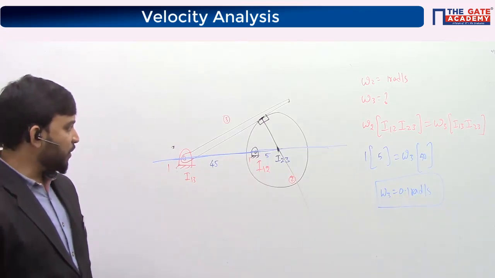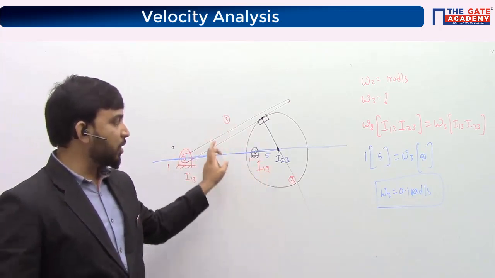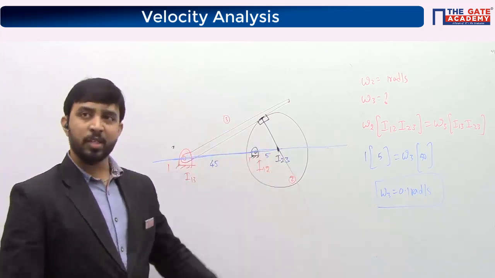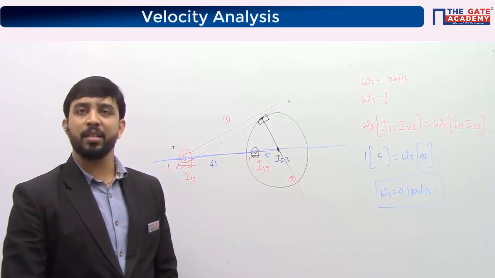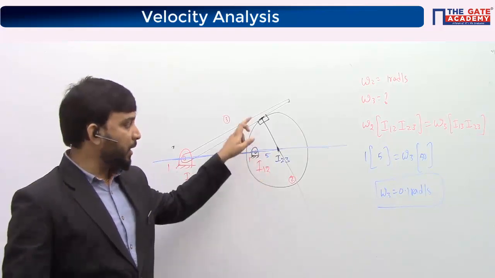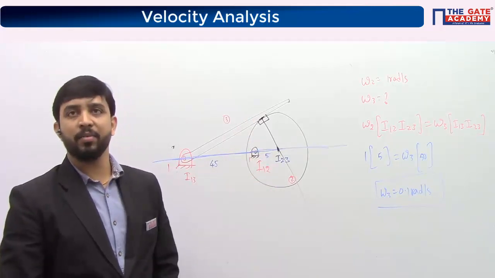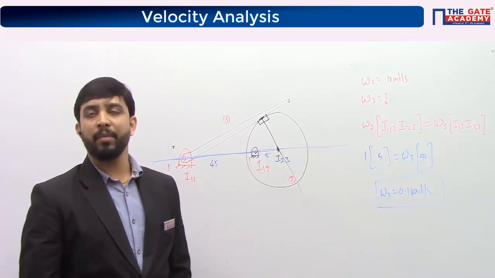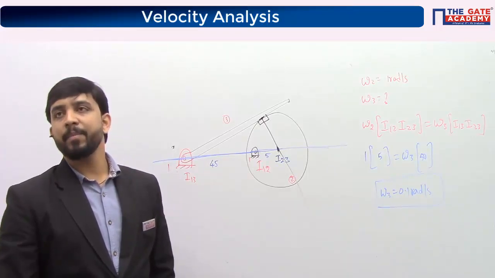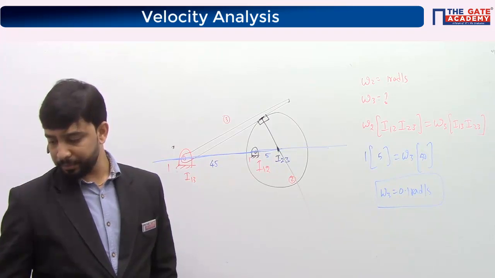Okay. It's very simple. There are 3 bodies, and all 3 bodies have relative motion. As per Aronhold-Kennedy's theorem, the 3 I centers should be collinear. And with the higher pair concept, the I center should lie somewhere along the common normal. That's the only thing.